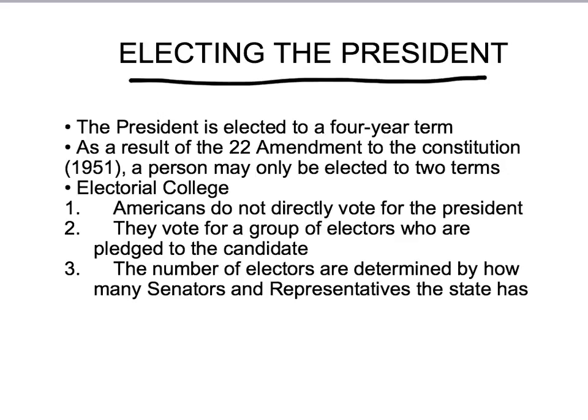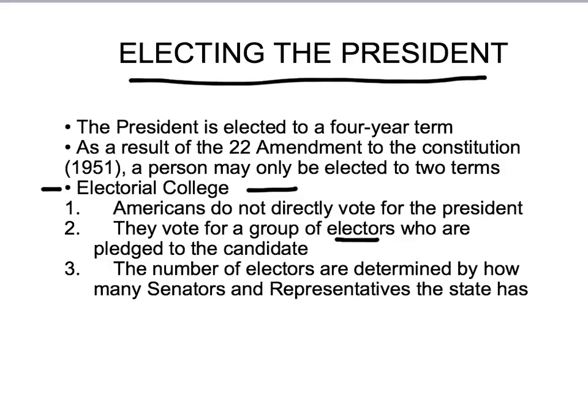It's the Electoral College. So Americans actually do not directly vote for the president, believe it or not. I mean, you go to the polls and you'll see their names on there, and you do vote, but here's what you're really voting for. Okay? You're voting for a group of electors who have been pledged to the candidate.